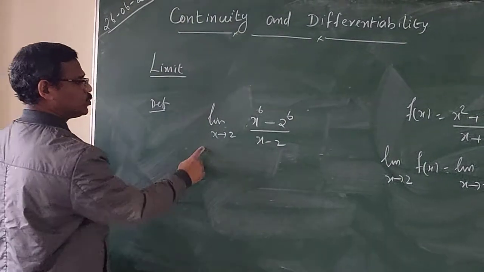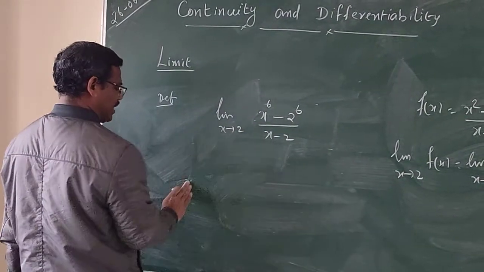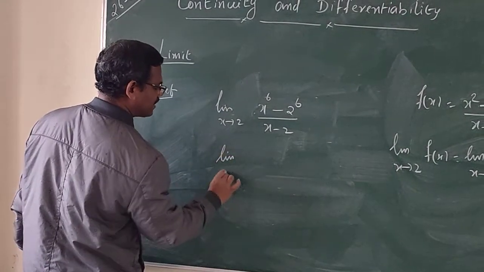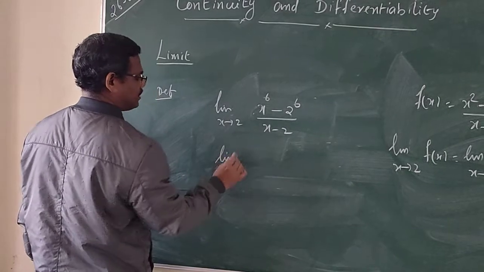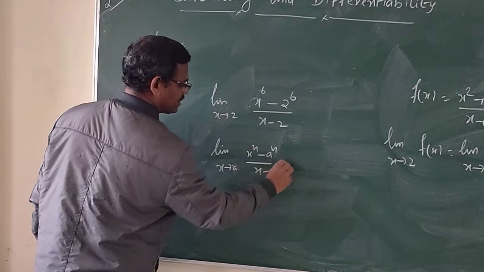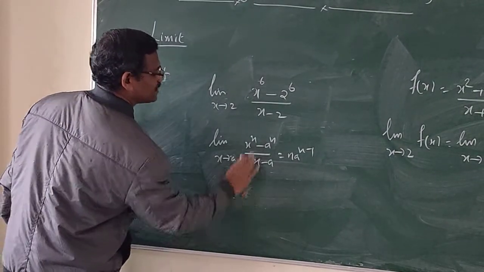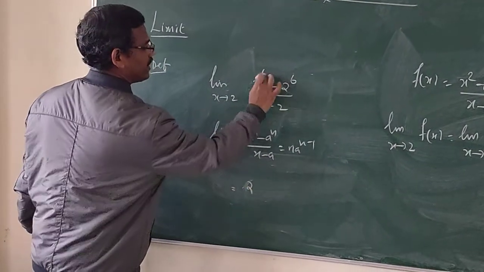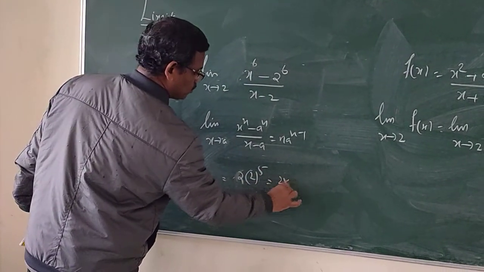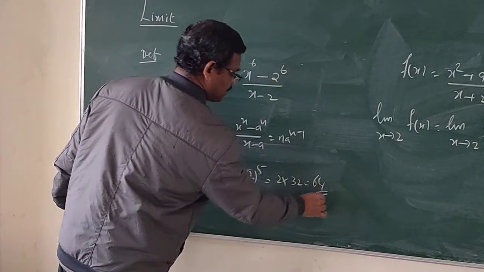I cannot put x is equal to 2 directly here, because if I put x is equal to 2 directly here, we will get 0 multiplied. But the algebraic limit formula will help us. That is, limit x tending to 2... This is the limit x tending to a, x raised to n minus a raised to n divided by x minus a. This is n into a raised to n minus 1. So by using that, you will get the answer as 2 into 2 raised to 5, so 2 into 2 raised to 5 is 64. So 64 is the limit of the function.